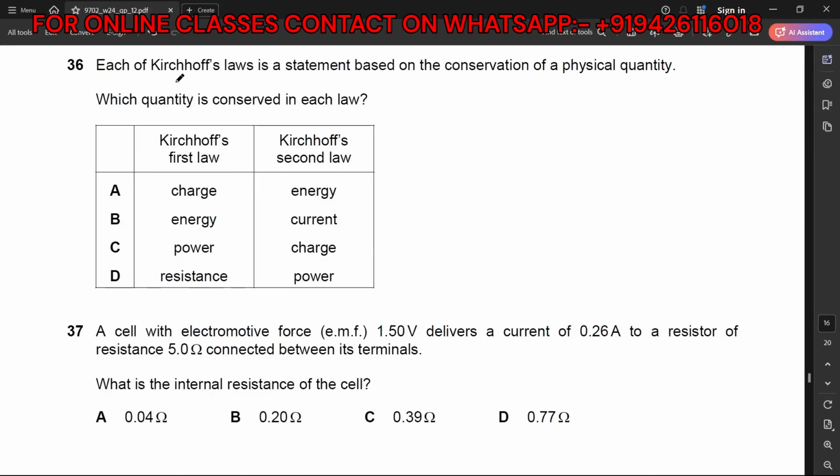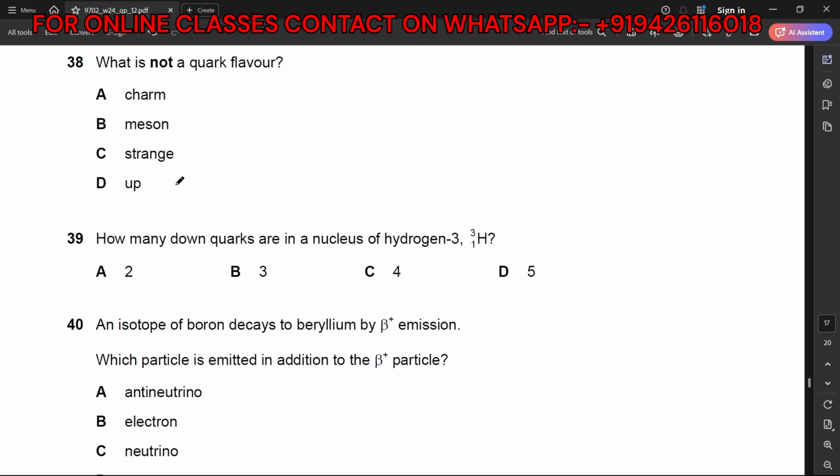For question 36, it is given that Kirchhoff's law is a statement based on the conservation of a physical quantity. Which quantity is conserved in each law? So the first law is for the current, the second one is for the EMF, and therefore for the current it's going to be the charge, and for this it's going to be the energy. So it's a theoretical question, and the answer is going to be A for question 36.